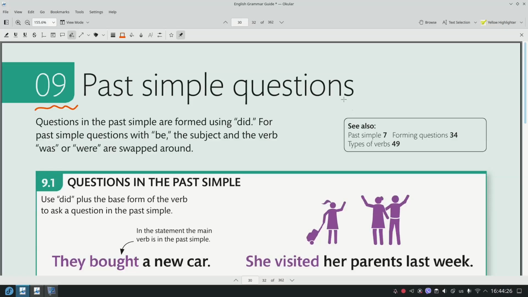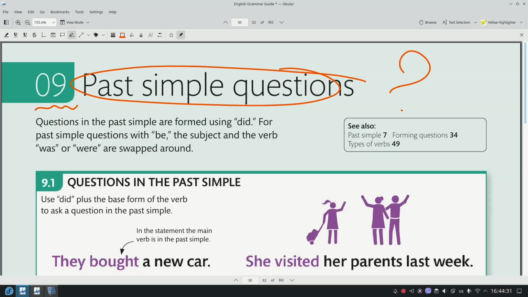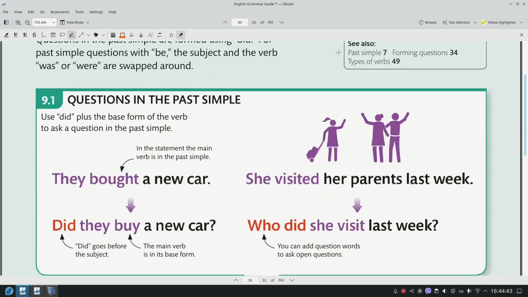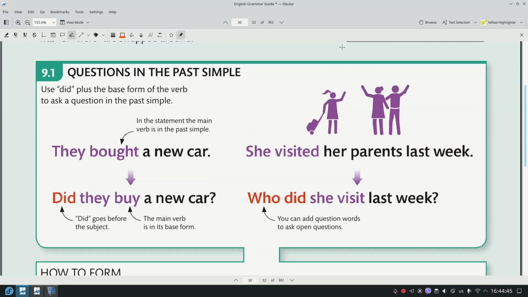Lesson number 9. Past simple questions. Questions in the past simple are formed using did. For past simple questions with be, the subject and the verb was or were are swapped around. Look at these examples. They bought a new car. Did they buy a new car?